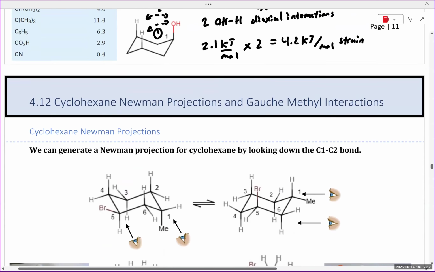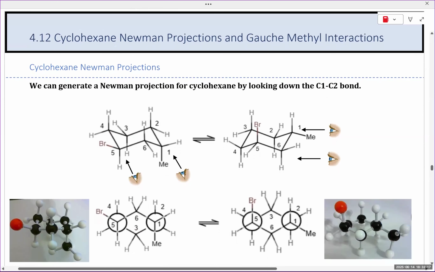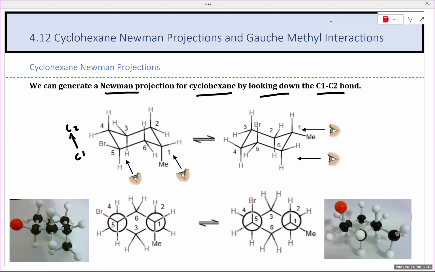Okay, so let's unpack now the 1,3-diaxial interaction. And to do that, we're going to look at some cyclohexane Newman projections. We can generate a Newman projection for cyclohexane by looking down a given carbon-carbon bond. In this case, we're looking down the C1 to C2 bond and the C5 to C4 bond. In this case, instead of having 1 front carbon, we have 2 front carbons in our Newman projection.